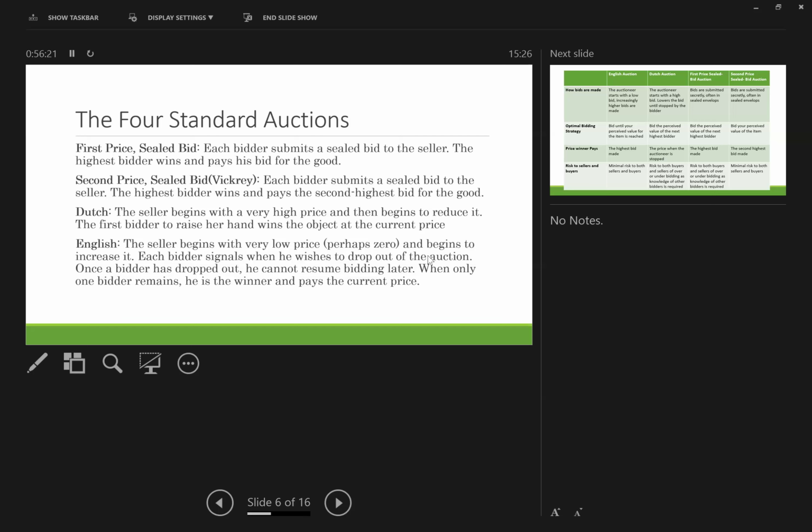Then we have what we call the English auctions. As far as the English auctions are concerned, we have the seller who would begin with a low price, right?